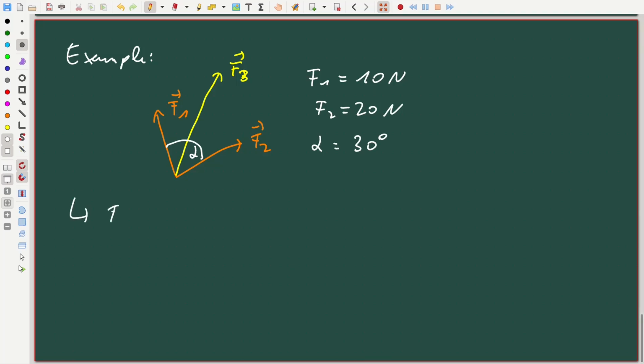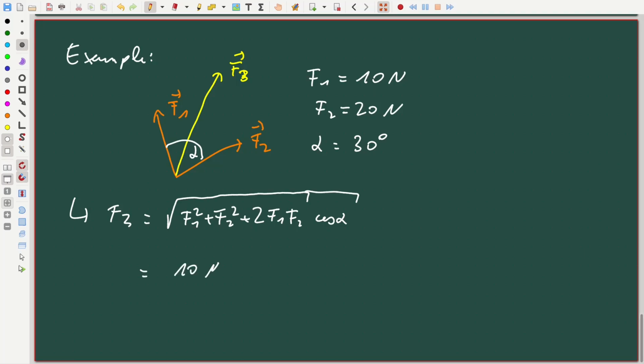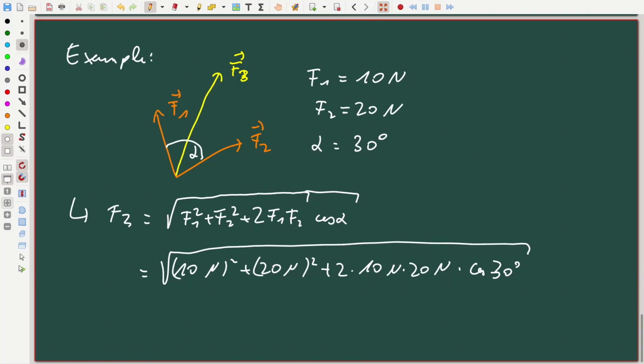So then what we can do, we can calculate F3, which is identical to the formula that I have stated before: the square root of F1 squared plus F2 squared plus 2 F1 F2 cosine alpha. And then this is given as 10 Newton squared plus 20 Newton squared plus 2 times 10 Newton times 20 Newton times cosine of 30 degree. And from this we have to then calculate the square root. And this at the end results to 29 Newton. So the force that we get at the end is larger than each individual force that we apply.